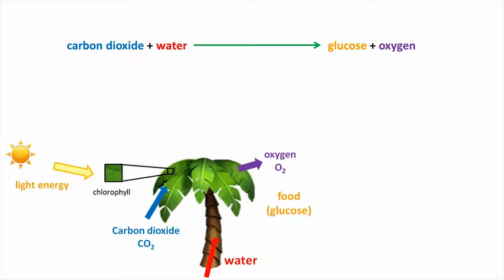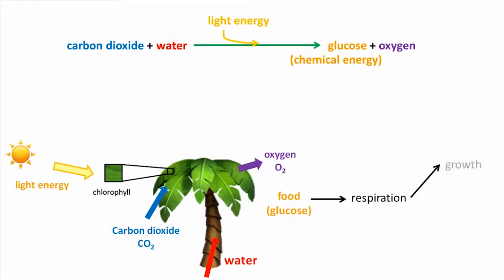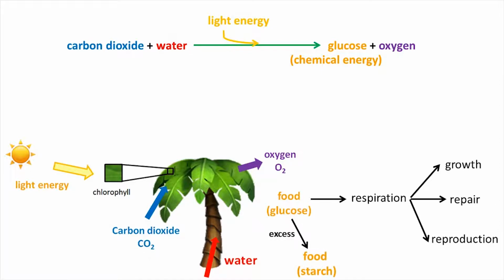Oxygen is a byproduct. Light energy is converted into chemical energy stored in the food, which is glucose. Glucose is used by plants for activities like growth and respiration. If the glucose produced exceeds the plant's need for immediate use, the excess glucose is converted into starch for temporary storage. Starch can be converted back into glucose for later use.